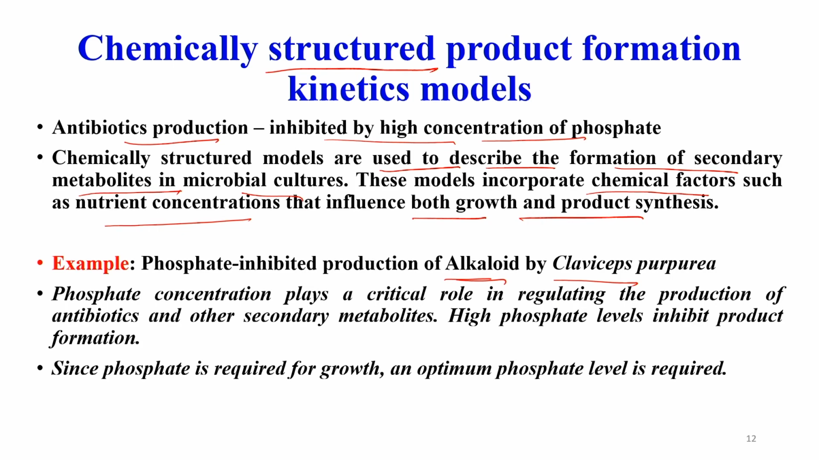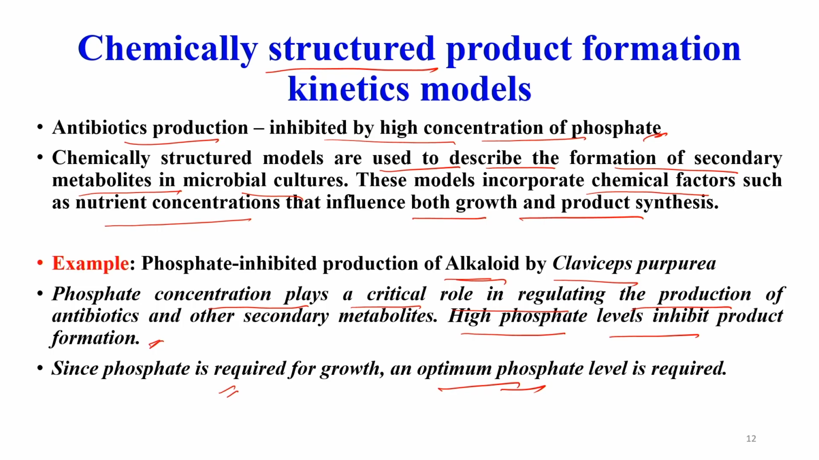Why are we talking particularly about phosphate in both cases? Because phosphate concentration plays a critical role in regulating the production. A high phosphate concentration inhibits product formation, but at the same time phosphate is required for growth. So an optimum phosphate level is required.